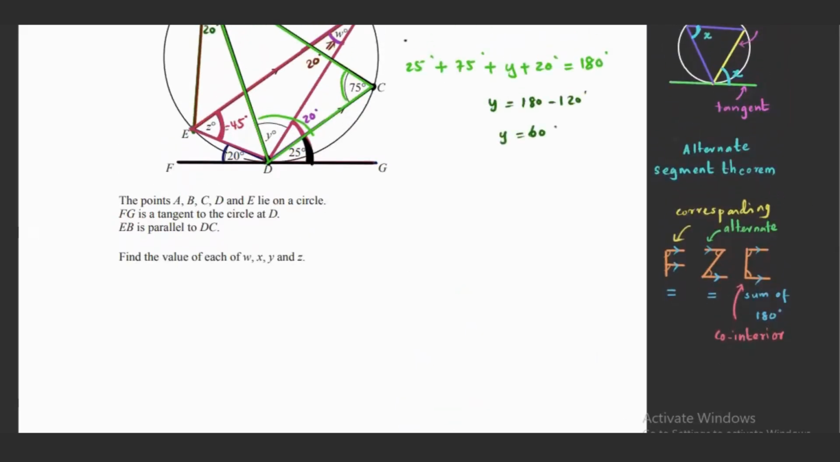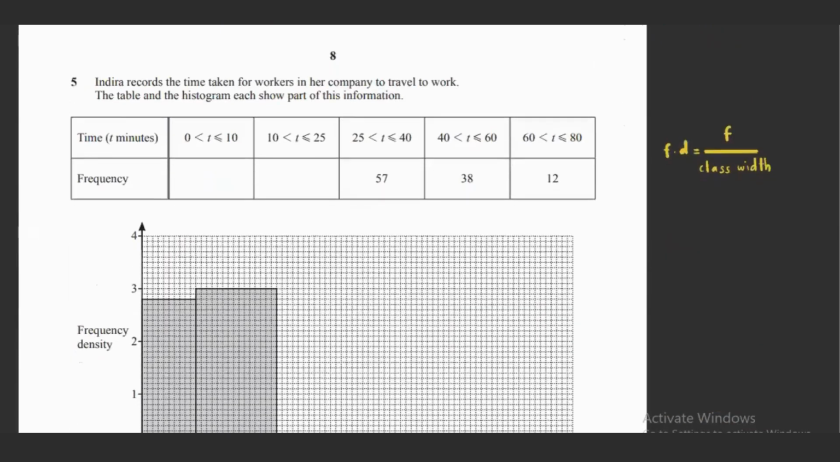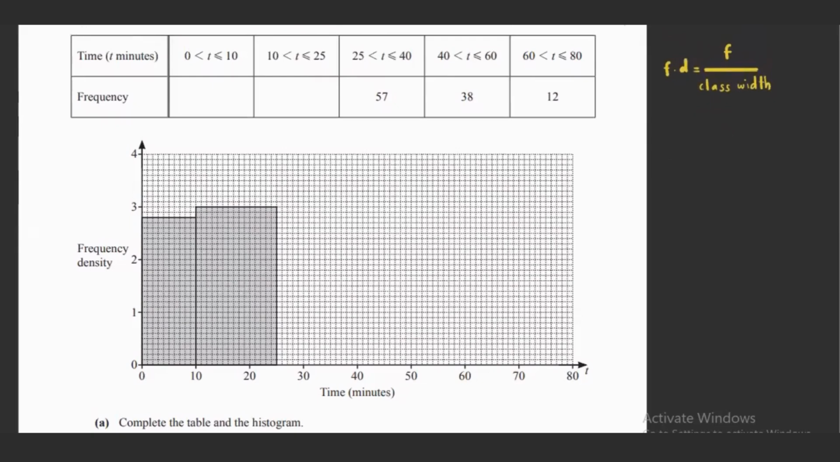Let's move on to the next question that we have, which is question 5. In our records, the time taken for workers in her company to travel to work, the table and the histogram show the information given here. The table is given, the time is given here, some of the frequencies are given while some of them are missing. And we also have this histogram that is given to us. We need to complete the table and the histogram.